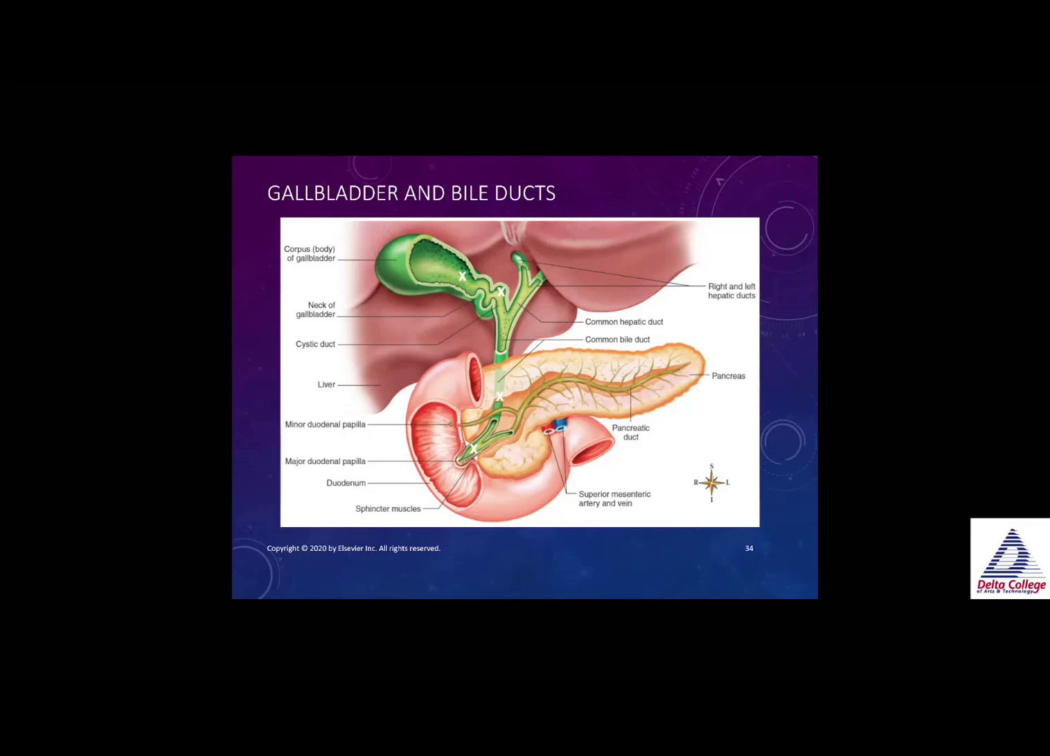And you can see that here, where the hepatic duct and the cystic duct join to form the common bile duct that goes down into the duodenum. You can also see that the pancreatic duct joins as well there.